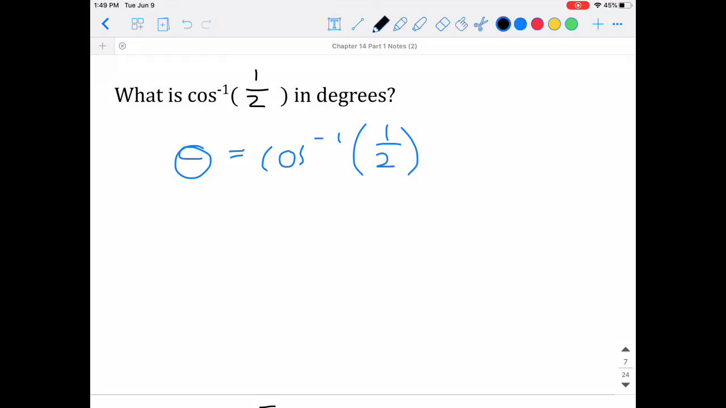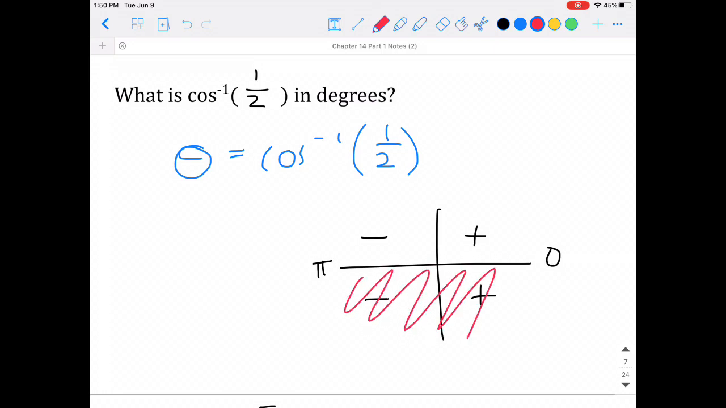So let's think about our graph here, coordinates. In cosine, we know that our domain is going to be from 0 to pi, and that's because in the first quadrant, cosine is positive, and in the second, cosine is negative. If we keep going through this coordinate plane, we get back to negative and positive, so then everything just starts repeating. So we don't have to worry about quadrants 3 and 4 for cosine. We have a positive quadrant in 1 and a negative quadrant in 2, so we'll be able to determine our answer.